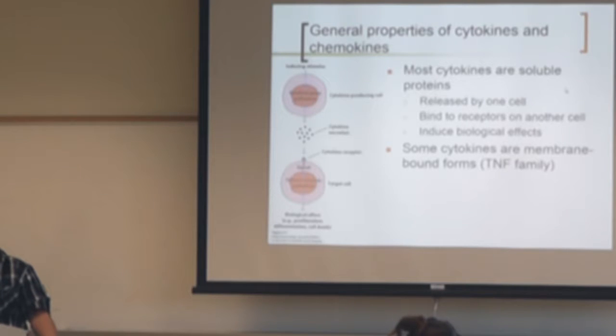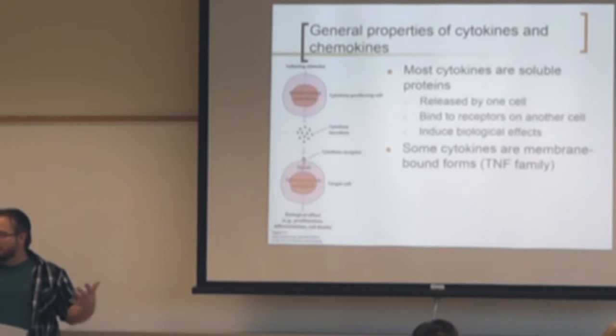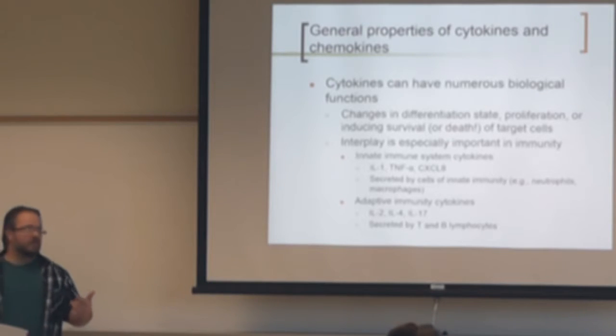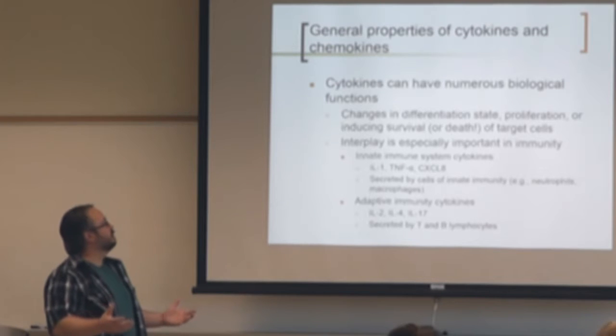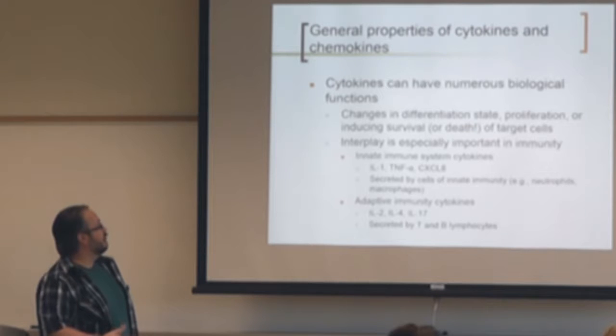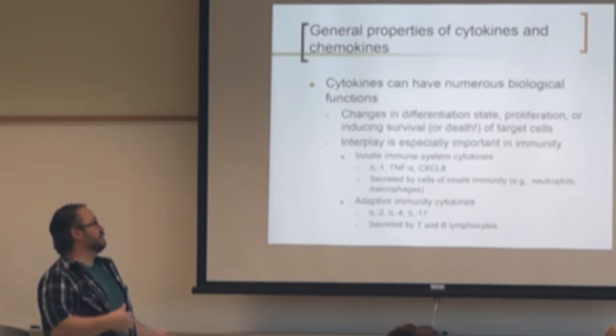Most cytokines are soluble proteins released by a cell. They bind to a receptor on another cell or themselves, and they induce a biological effect. But some, especially the TNF family, can be membrane bound and can be released as well. Their functions, when they bind and signal, can be to change the differentiation state of the cell, the proliferative state of the cell, or induce survival or death of that cell.